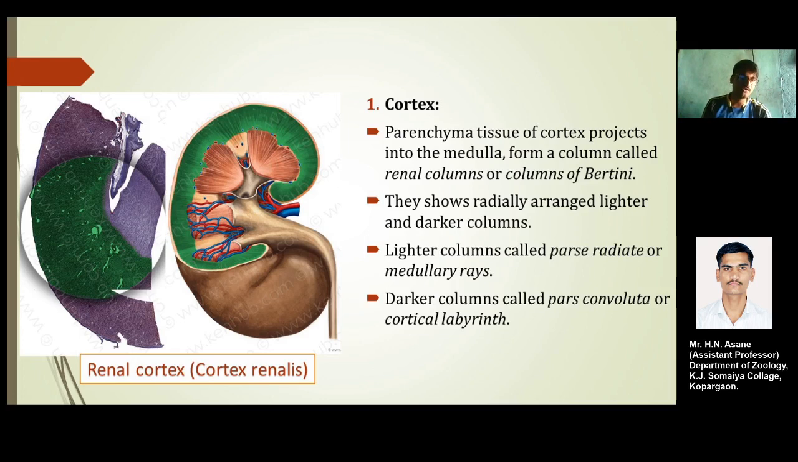So as you can see, this is the TS of the stained renal cortex. It shows the parenchymal tissue surrounding the cortex, and it projects into the medulla, invading in between the two columns. These cells are surrounded by the parenchymal tissues and show patterns. We will see in the microscopic structure the patterns shown by these parenchymal tissues, also known as the column of Bertini.